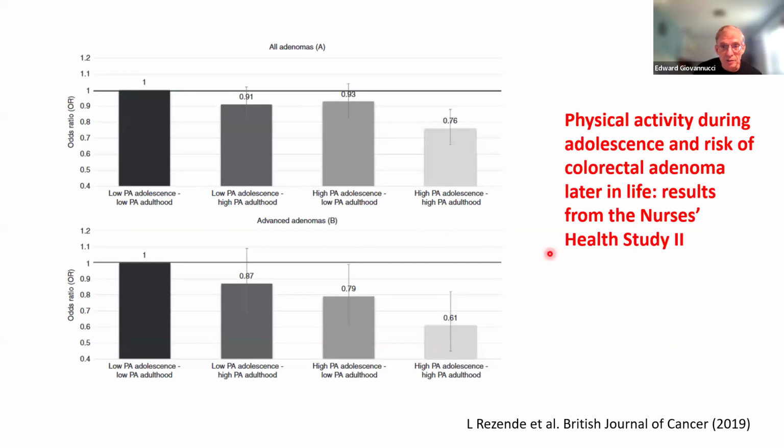Another factor is physical activity. Some of these studies are for adenomas, which are well-established precursors for colon cancer. So they're a surrogate, particularly advanced adenomas, the large dysplastic adenomas. And actually that's probably a better endpoint for colorectal cancer.